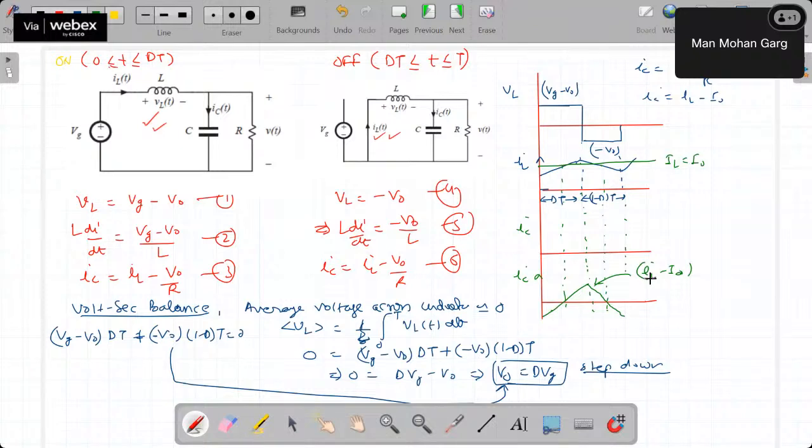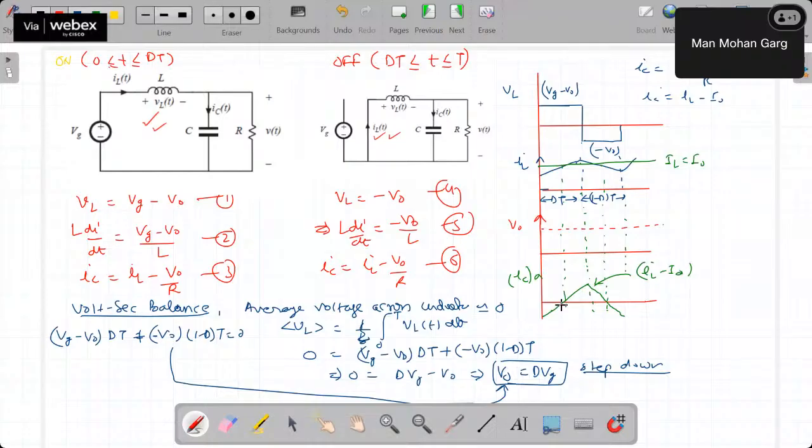IL minus I naught. Okay, so this is the capacitor current. Now I want to draw the output voltage. So let us draw the output voltage. Let's say this is your average output voltage. Now here the capacitor current is negative. What does that mean? The capacitor is being discharged. This is the middle, dt by 2, and this time is also 1 minus dt by 2, from here to here. So what is happening?